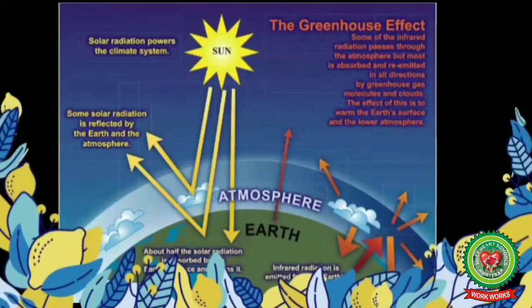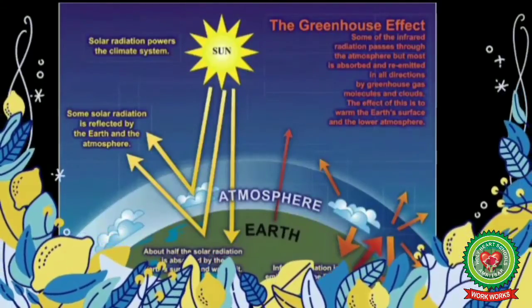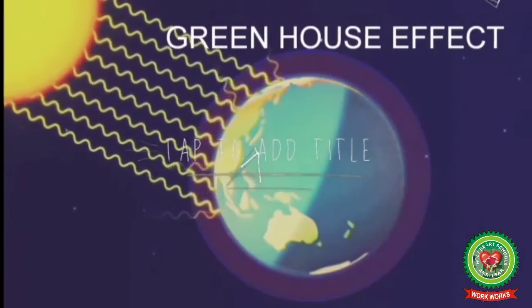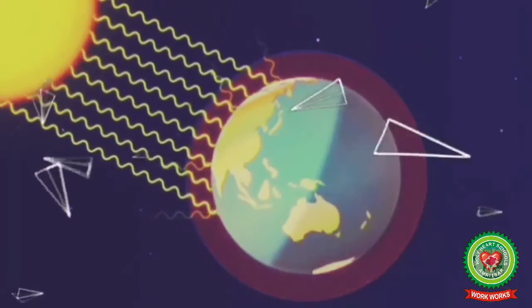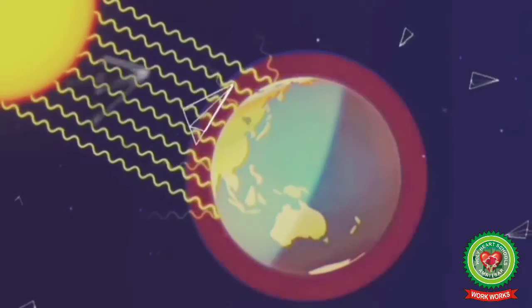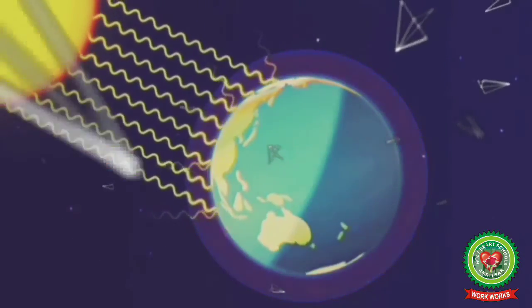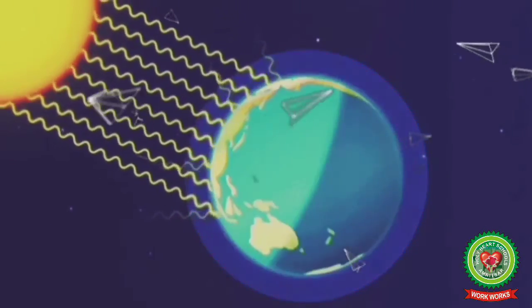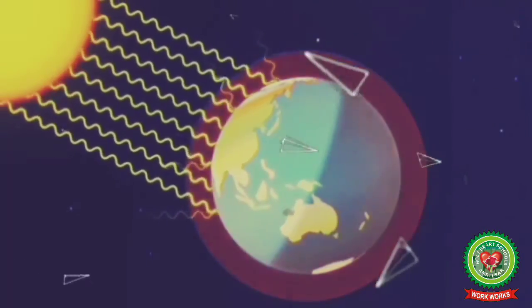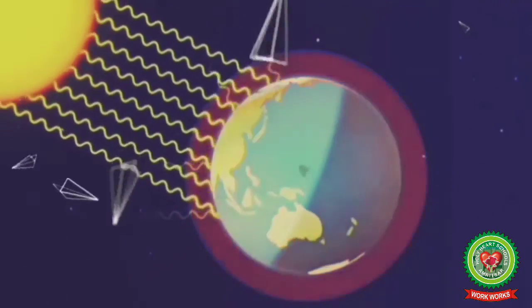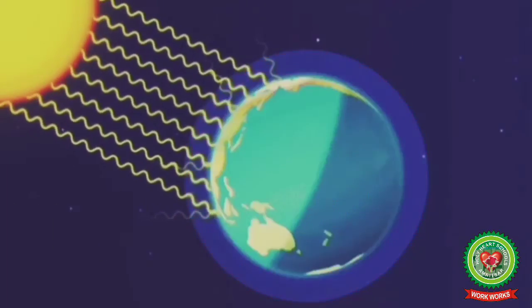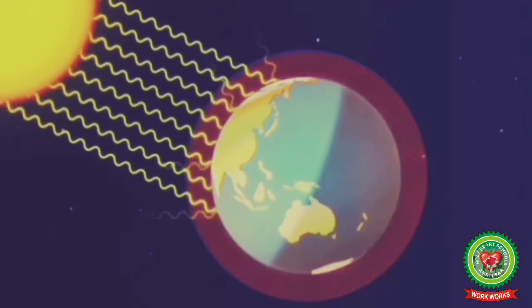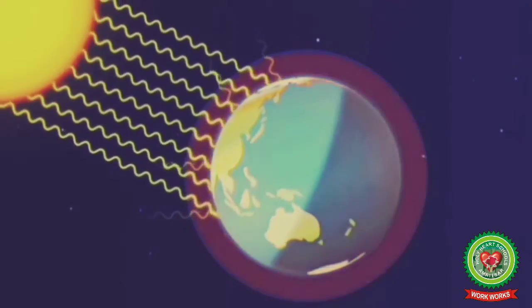Let's start with the topic, the greenhouse effect and the global warming. We know that rays of sun warm the earth's surface. A part of the radiation that falls on the earth's surface is absorbed by it and a part is reflected back into the space. A part of reflected back of the radiation is trapped by the atmosphere. The trapped radiation further warms the earth. The trapping of radiation by the earth's atmosphere is called the greenhouse effect.